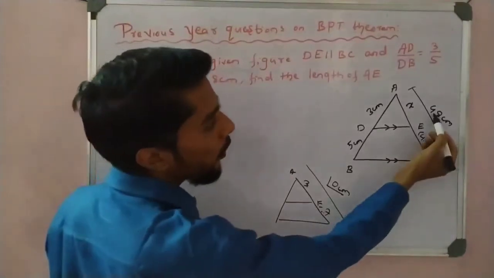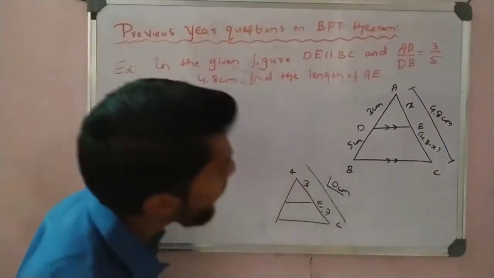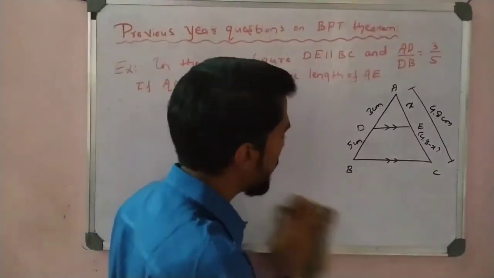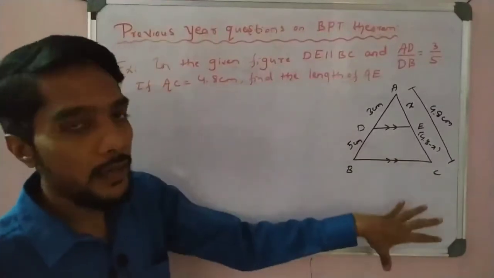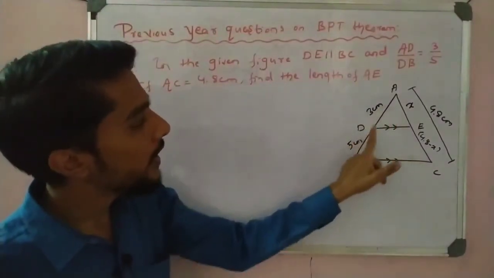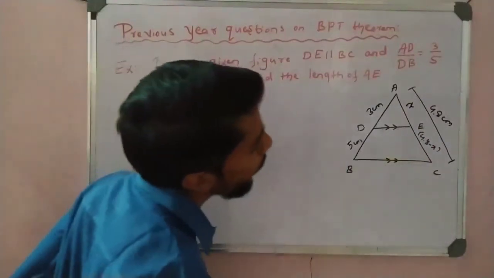Like that, 4.8 minus x is the EC length. Okay, 4.8 minus x is equal to the EC length. That is very important, you have to write this one. This is a slightly different problem, right? The other lengths are directly given, but this length we have to make like that: x and 4.8 minus x.